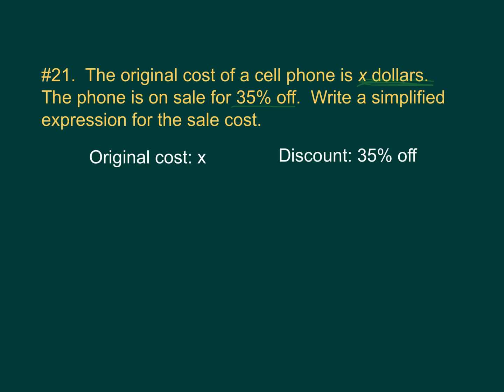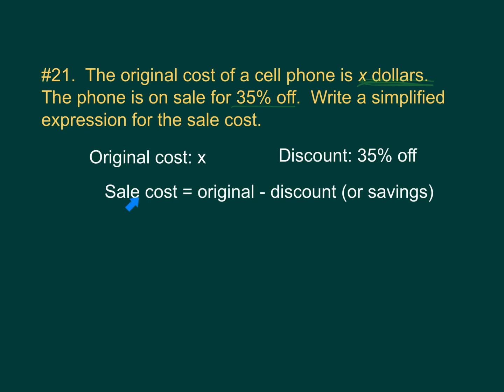Okay, so let me write that down. You don't know what the sale cost is. That's what you're looking for, but you know the original price. And you don't know exactly what the discount is because the original price is a variable. Okay, so you're just giving me an expression. You are not giving me a solid number as the sale price. So okay, original is X and then minus the discount.